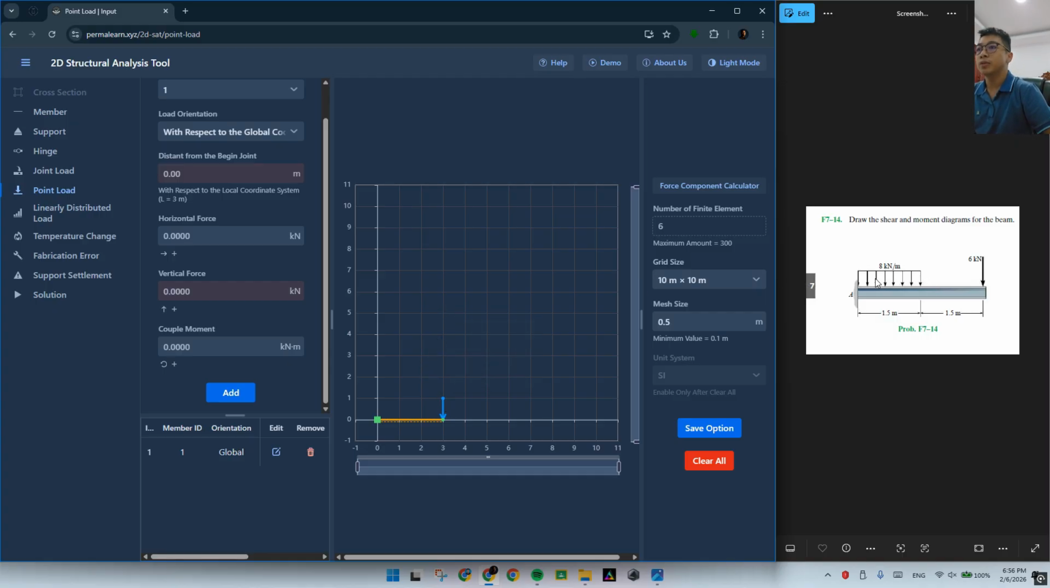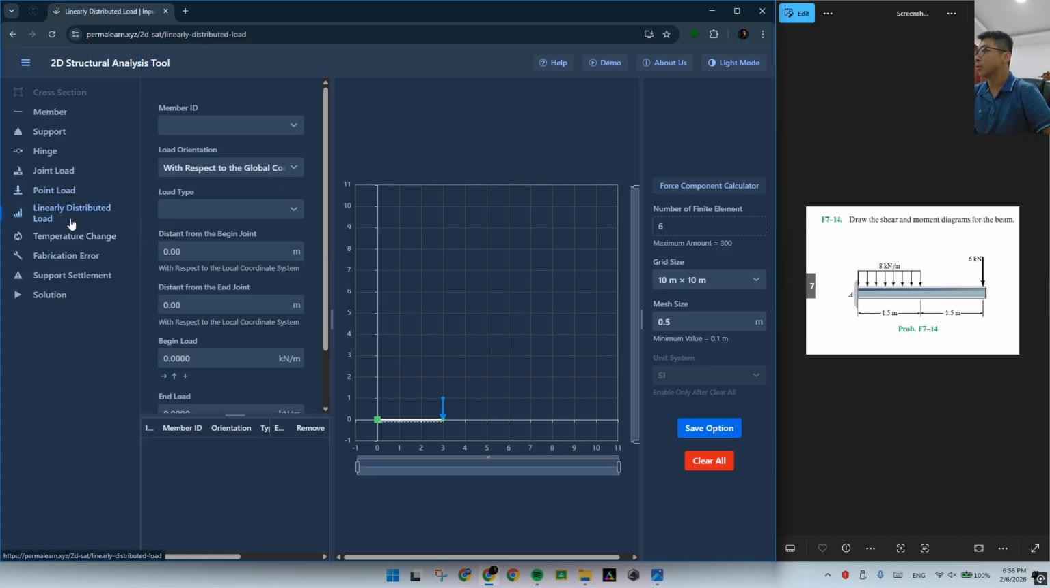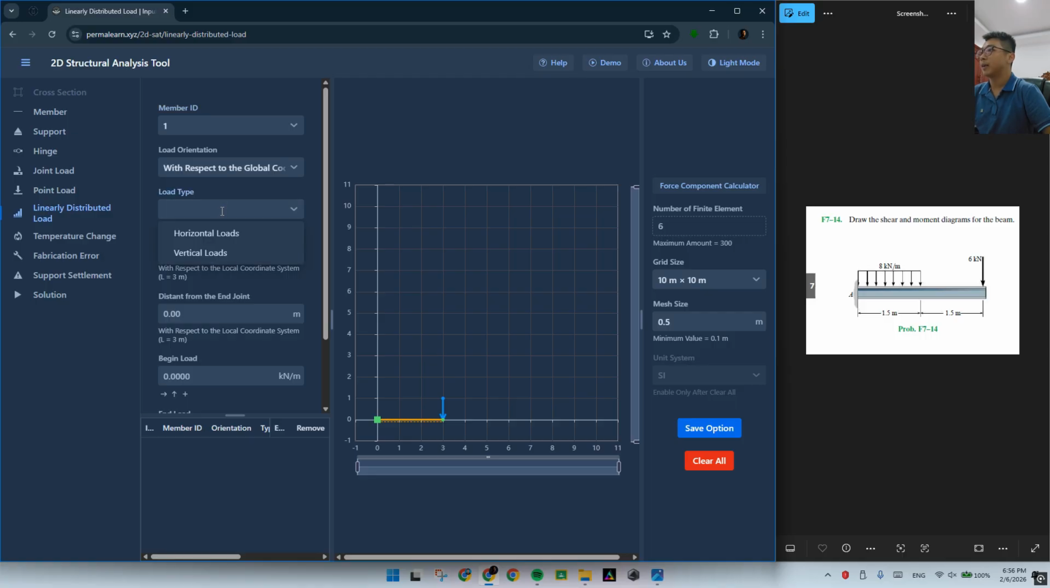Then we need to determine the linear distributed load from point A to the midpoint. The total distance is 1.5. So we click on the linear distributed load, then click on member 1 and the load type. Our load type is the vertical load, so we just pick the vertical load.